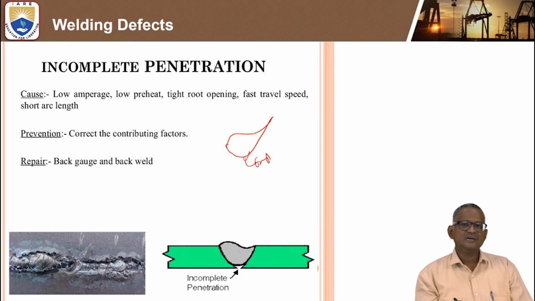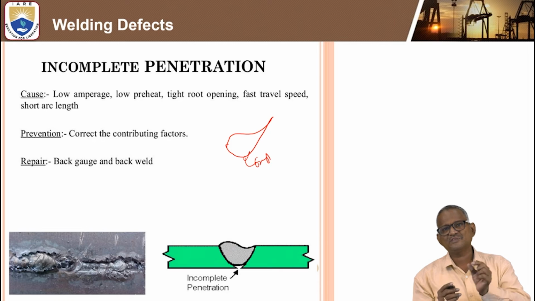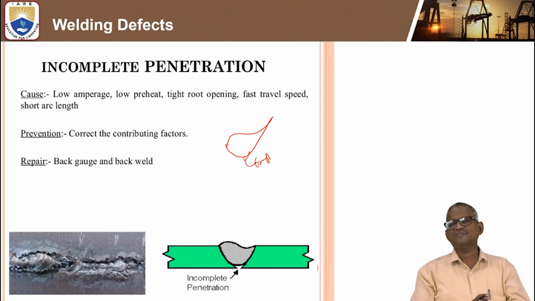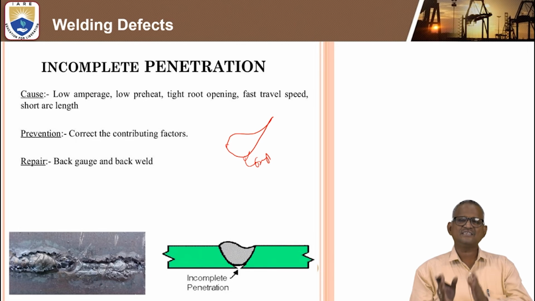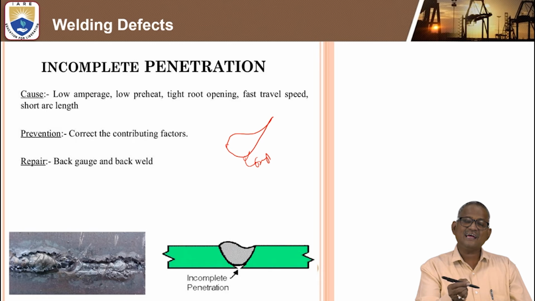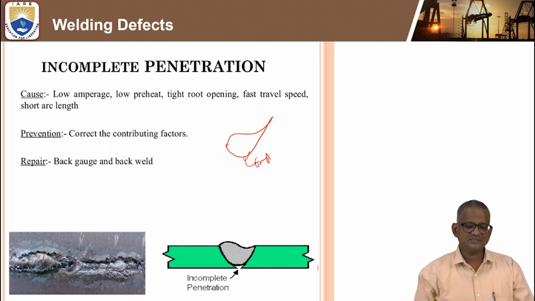So that is why the remedy here is you should correct the contributing factors. What are the major contributing factors while performing this welding process? We should clean the workpieces effectively, and all the settings should be maintained properly. You should wear all the things exactly, and the angle also should be maintained effectively in order to have smooth welding. So repair means back gouge and back weld.